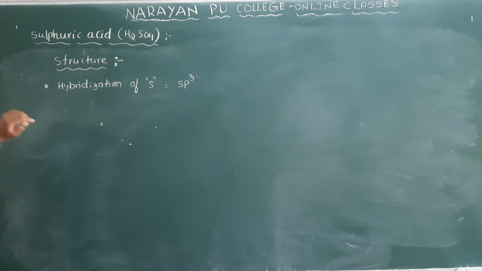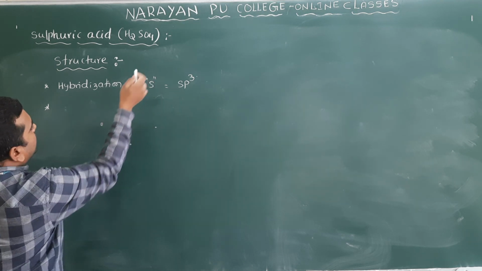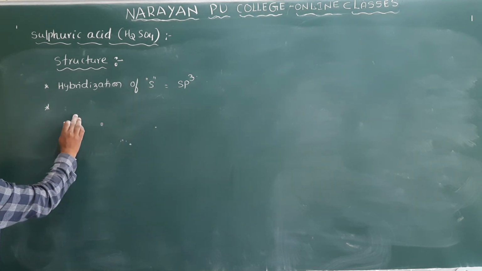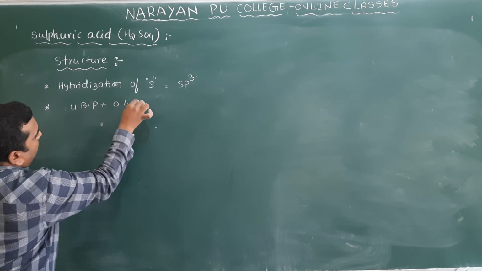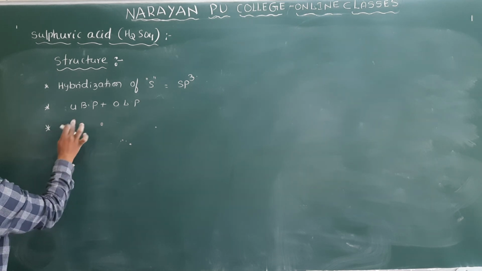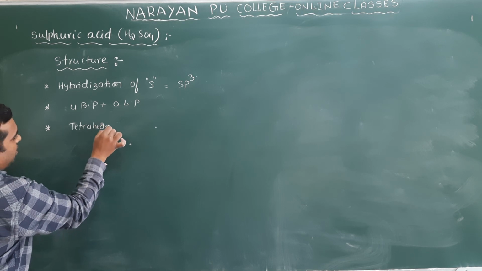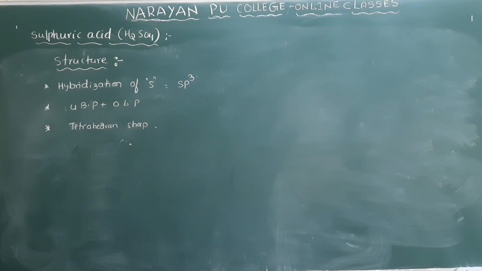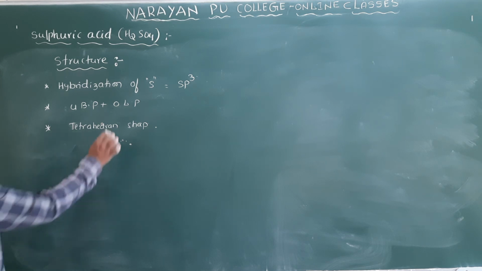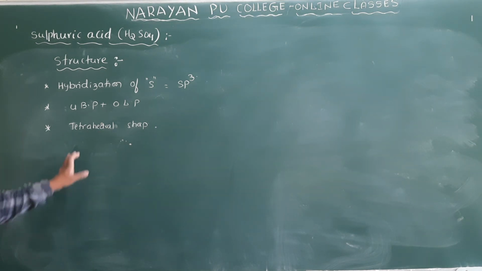I will write the structure here. With sp3, you will have 4 bond pairs and 0 lone pair. If it is 4 bond pairs and 0 lone pair, what is the shape? Tetrahedral shape. What is the shape of this molecule? Tetrahedral. It will have a tetrahedral structure.